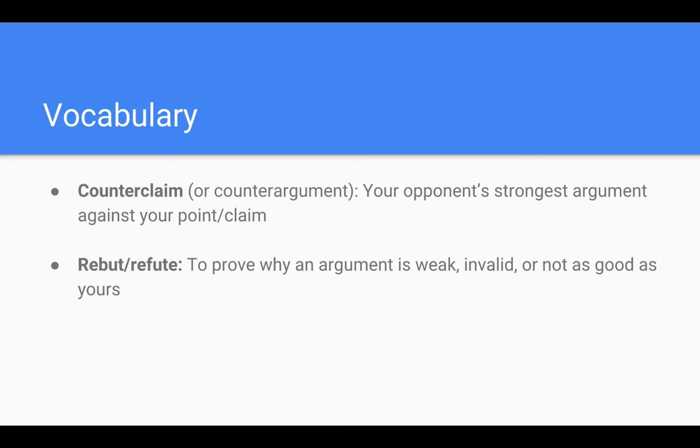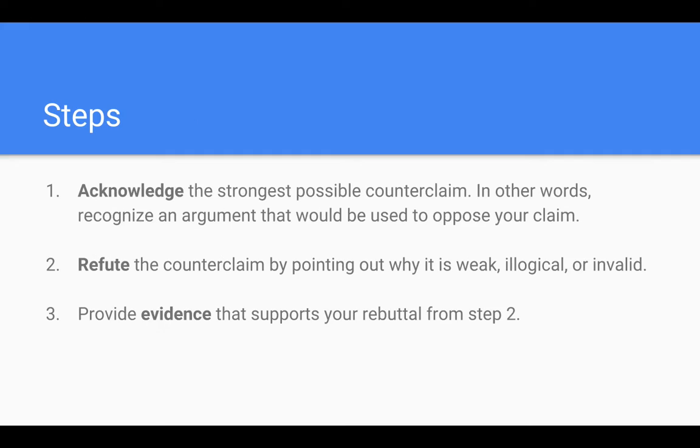In other words, what would somebody who disagrees with you say about why your charity actually doesn't deserve support? And then the next piece of vocabulary is the rebuttal or the refutation. If someone rebuts or refutes your argument, that just means you're going to prove why the counter argument is weak, invalid, or not as good as yours. Okay, so that's all review.